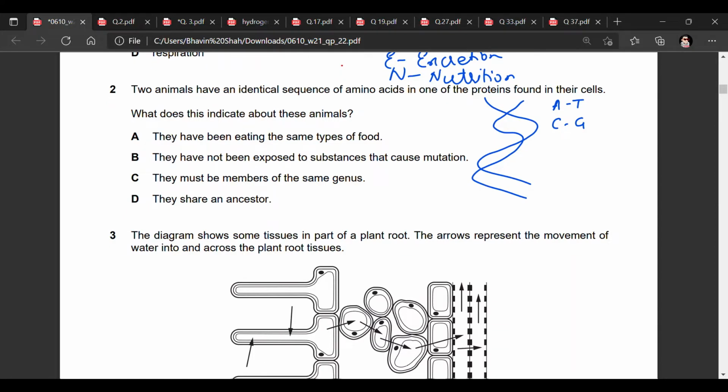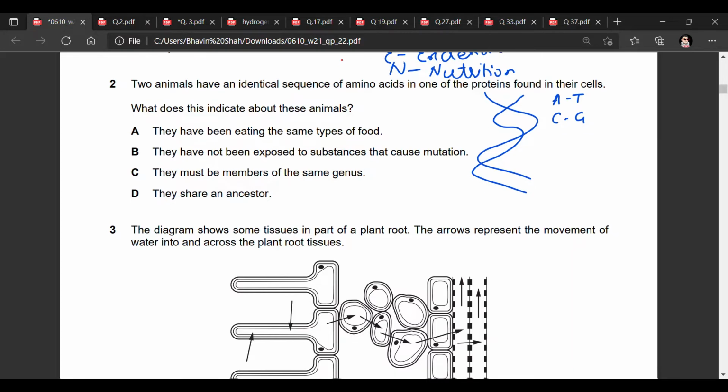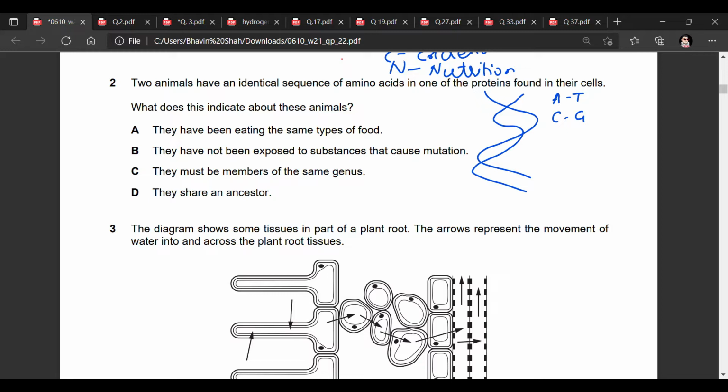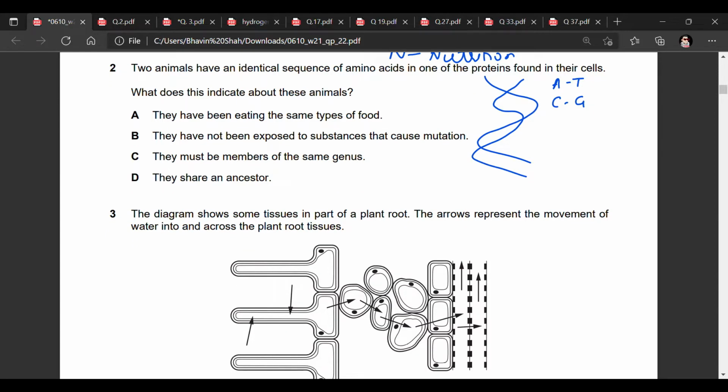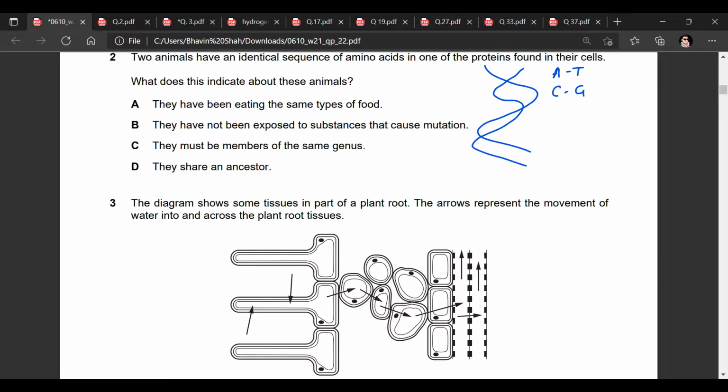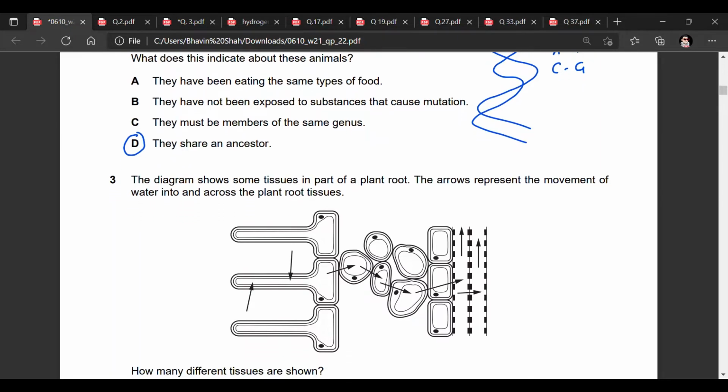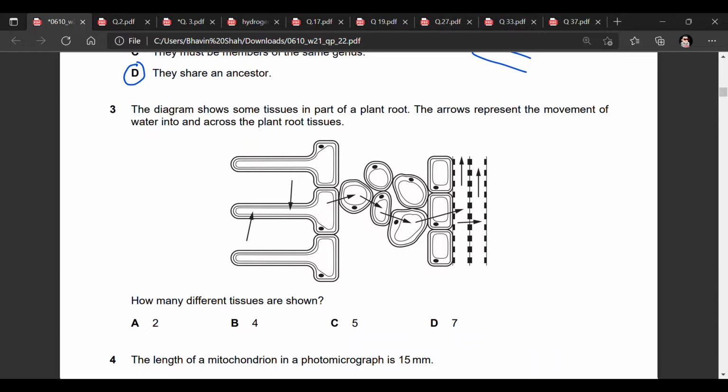The options which I'm reading now: they have been eating the same type of food. As we know that when we eat food, it is digested to smaller proteins, and again those things will not affect the DNA of our body. So option A is absolutely not correct. They have been exposed to substances that can cause mutation. But here they are already saying that two animals have identical sequence of amino acids, so there is no relation to mutation. They may be members of the same genus. No, they have to be members of the same species. So the answer here is definitely that they share an ancestor.